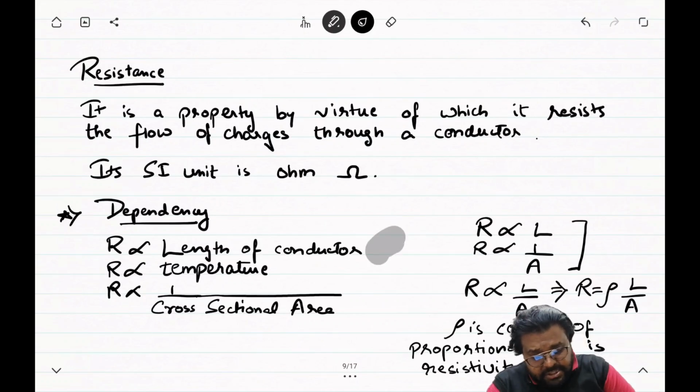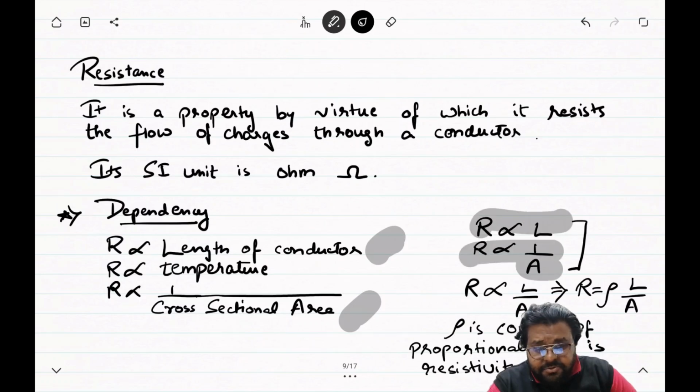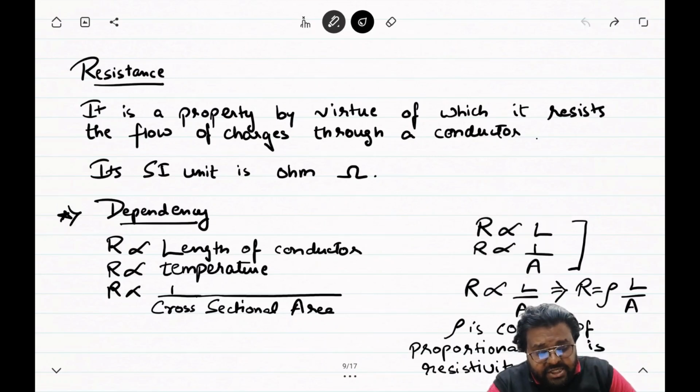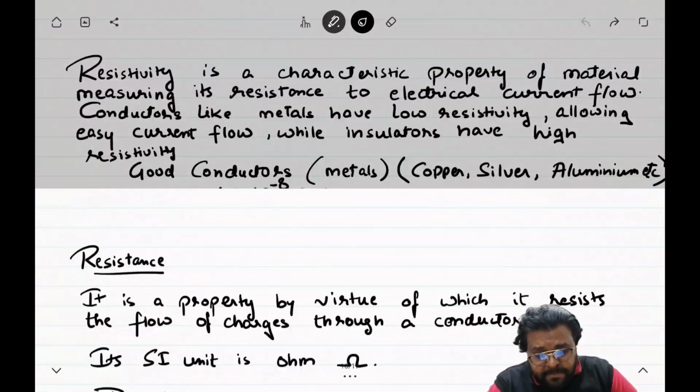So combining the first and second dependency, R is directly proportional to L, R is inversely proportional to A, it gives me R is directly proportional to L by A. And again, when we remove the proportionality, we have to add a constant, and that constant is rho. Rho is nothing but resistivity, which is the characteristic property of a substance. So rho is resistivity and is a constant of proportionality in this relation.